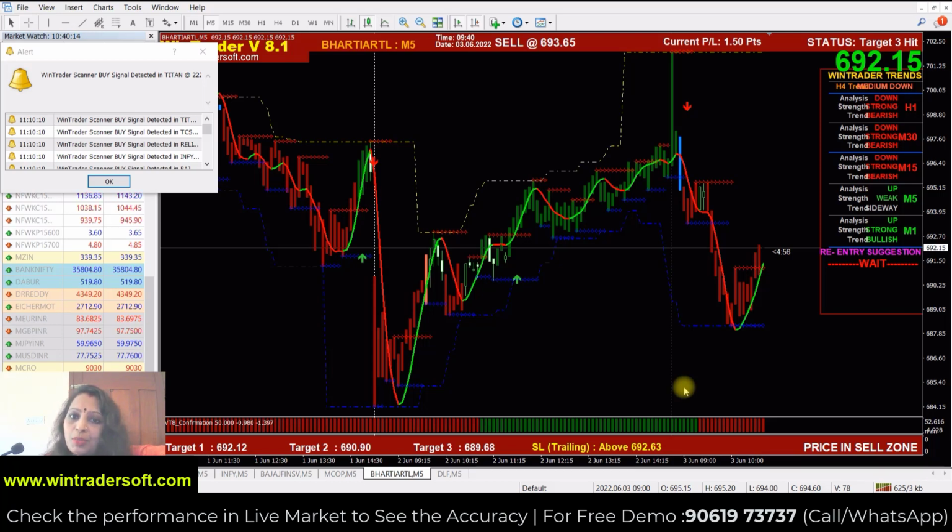And the software gives automatic signals, but we don't need to take all the signals. First we have to check the confirmation of the signal. If the signal is confirmed, then only we can take the position.